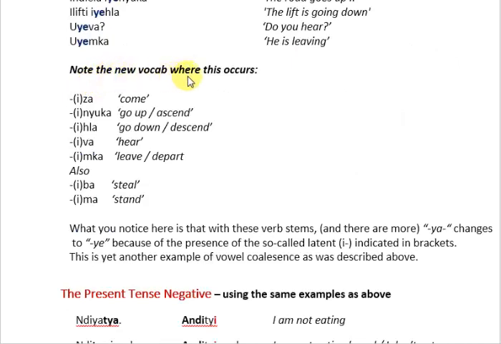The vocab or verbs where this occurs are the following. The verb za, come, nyuka, go up, ascend, hla, go down, descend, va, hear, mka, leave or depart, as well as ba, steal, ma, stand. And you will notice that in front of all of these verbs there is an i in brackets. Okay? And this is called a latent i. In other words, it is hidden and it only has an effect on the forming of the word when preceded by a. And as you will remember with vowel coalescence, the a-i combination changes to e.